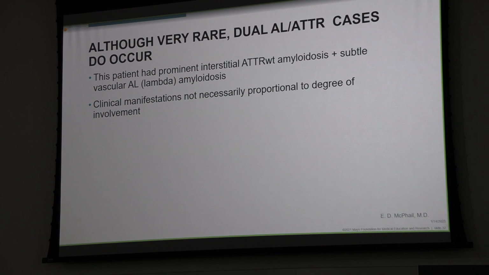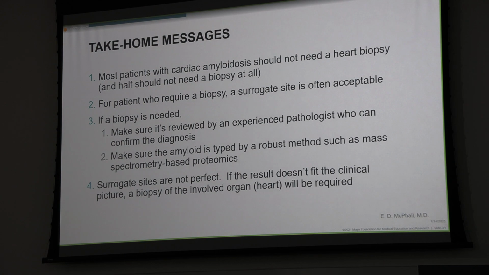So again, I think the surrogate sites are excellent, but if the clinical picture doesn't fit, you have to go back to the heart and, again, send it to a very good pathologist because these are hard to diagnose. So these are my take-home messages. For one, most patients with cardiac amyloidosis should not need a heart biopsy, and at least half should not need a biopsy at all. For patients who do need a biopsy, surrogate sites like fat aspirate and bone marrow are often acceptable. If you need a biopsy, send it to a good pathologist, and we recommend typing it by a robust method like mass spec.